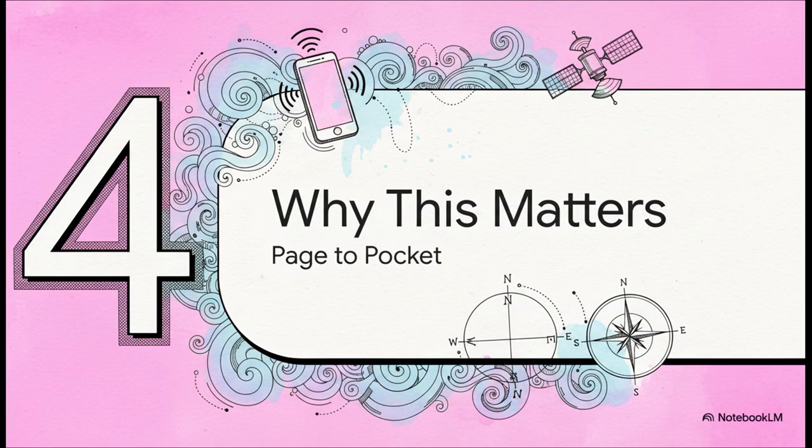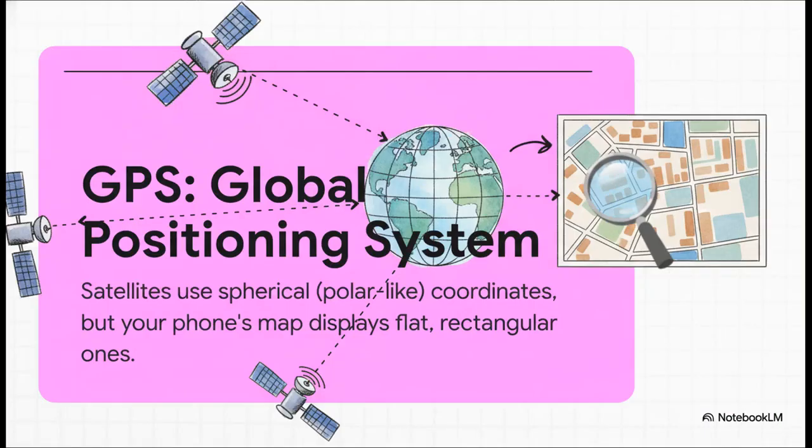So why are we learning all this? Is it just for a math test? Absolutely not. This skill, translating between coordinate systems, is actually humming away inside the tech you use every single day. I mean, just take your phone's GPS. Satellites in space are pinpointing your location using the 3D version of polar coordinates. Think latitude, longitude, and altitude. But the map on your screen? It's a flat, rectangular grid. And the math that translates between those two systems is happening in real time, right in your pocket.